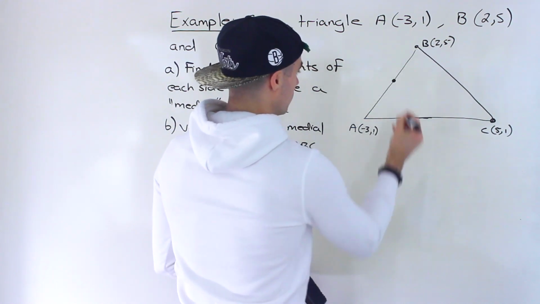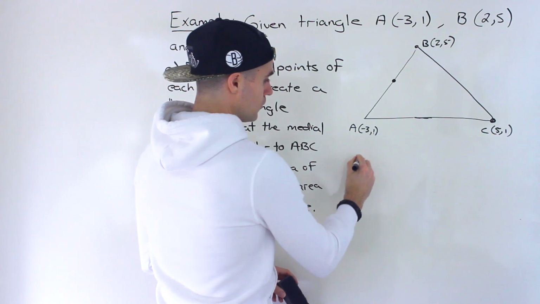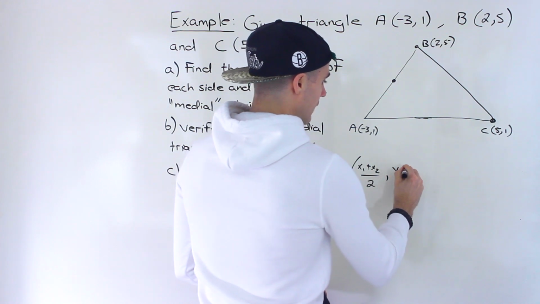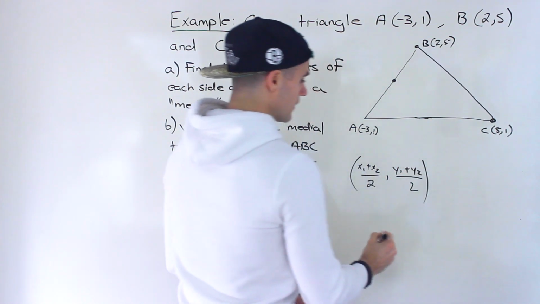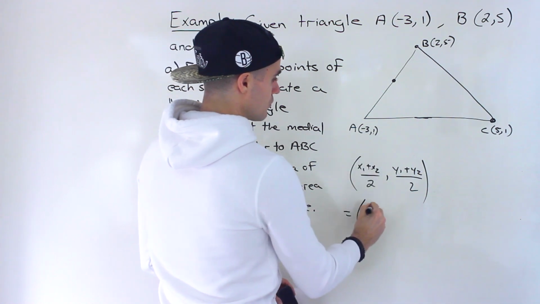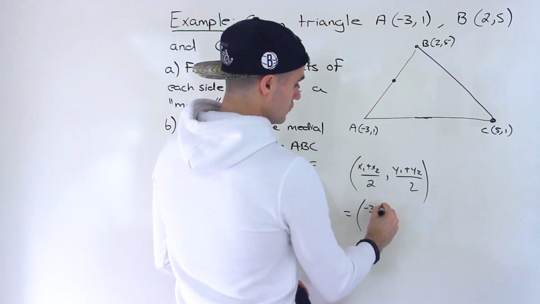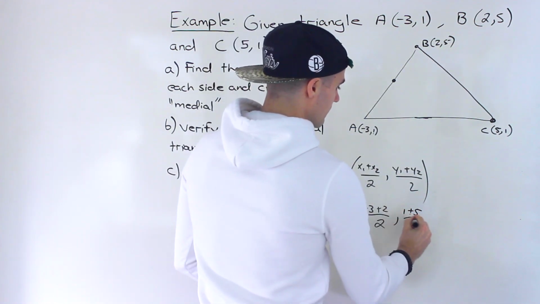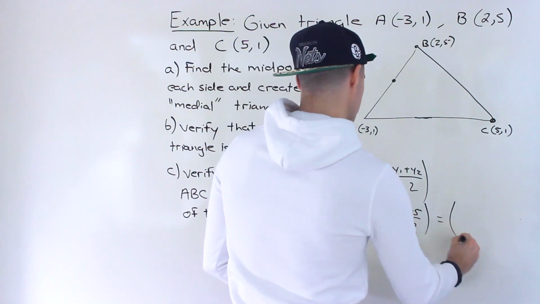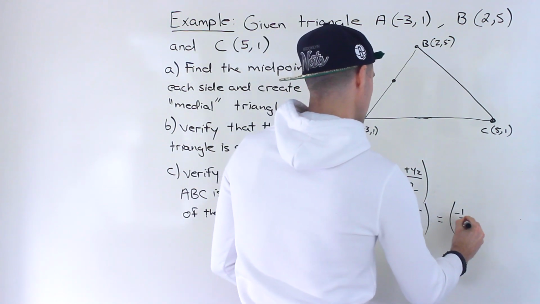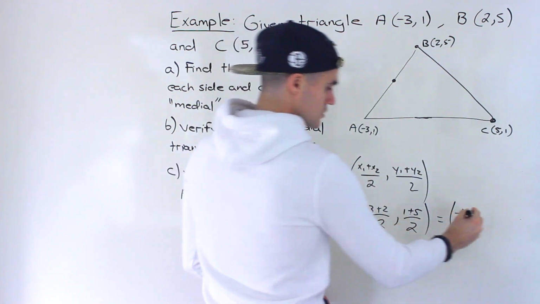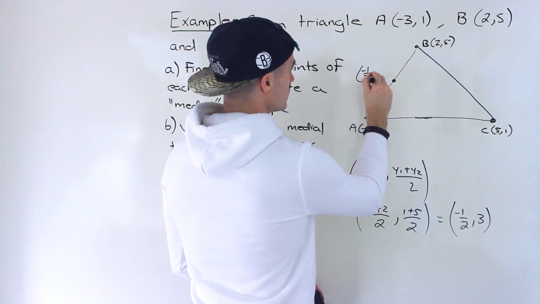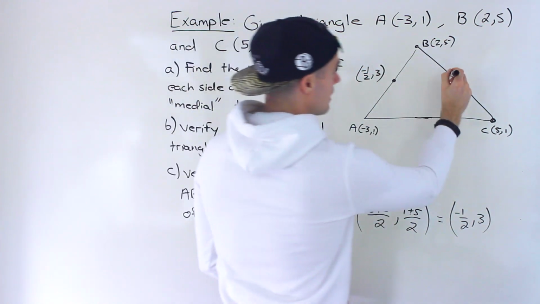So let's find this midpoint. How do we find a midpoint? Well, we would add the x values and then average them out, divide by 2, and then average out the y values and divide by 2. So we would have -3 plus 2, divided by 2, and then 1 plus 5, divided by 2. Negative 3 plus 2 is negative 1, over 2. 6 over 2 would be 3. So this midpoint here is negative 1 over 2 and 3.